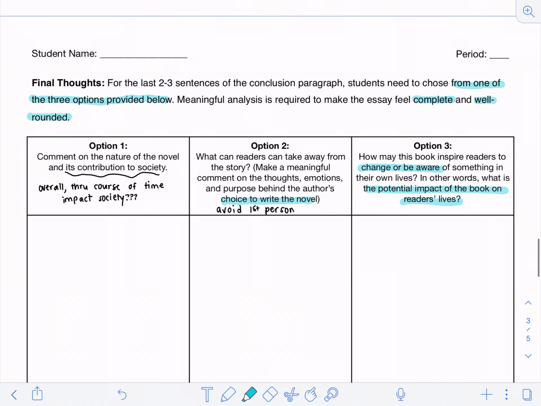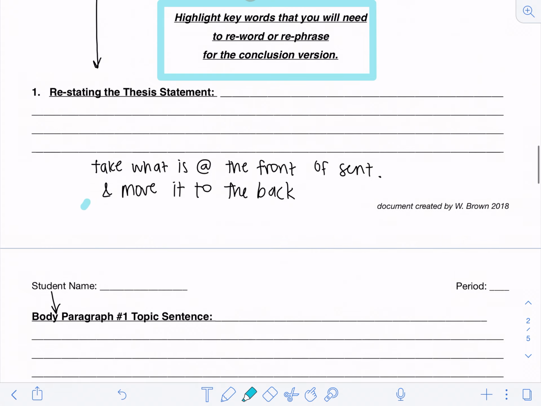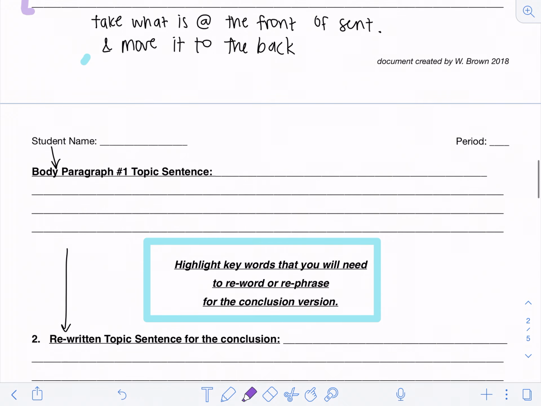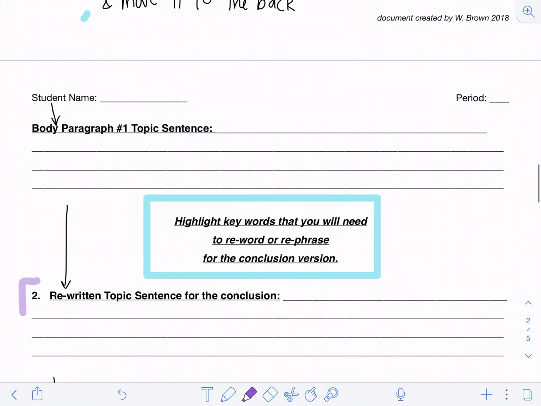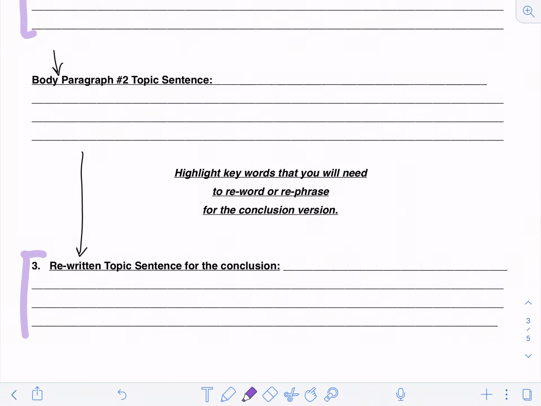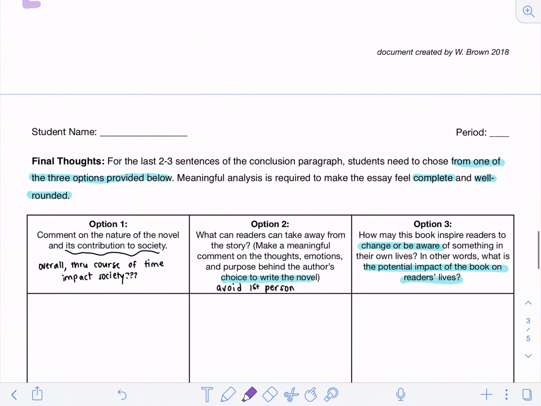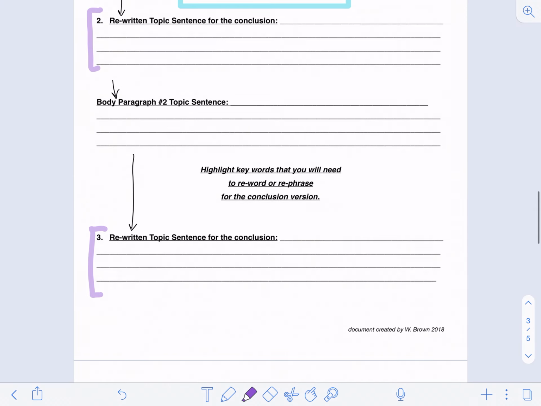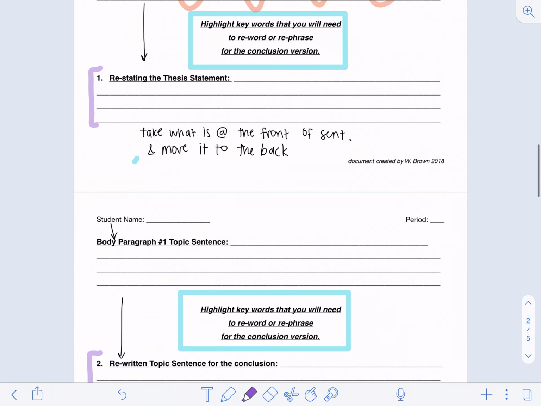The way that it would go, all right, and I want you to go back in and mark this with me in purple or whatever color you choose, something different. This would be the first sentence in the conclusion paragraph. This would be the second. This would be the third. And then let's say I chose option 3. This would be my last 2 to 3 sentences. So everything in purple is what you would type in the essay.